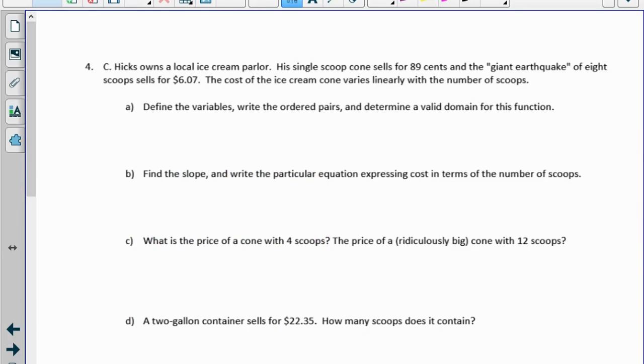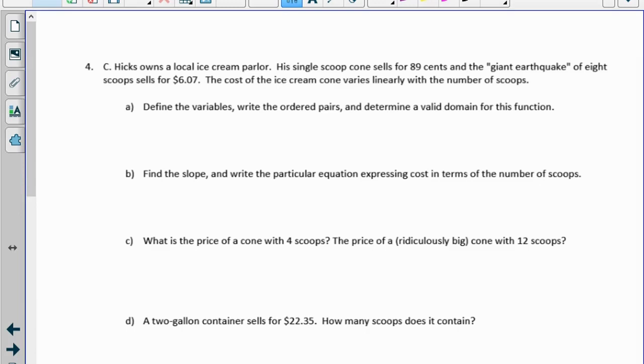C. Hicks owns a local ice cream parlor. His single scoop cone sells for 89 cents, and the giant earthquake of 8 scoops sells for $6.07. The cost of ice cream varies linearly. And when something varies linearly, that means that we're going to have a straight line. So define the variables, write the ordered pairs, determine a valid domain for this function.